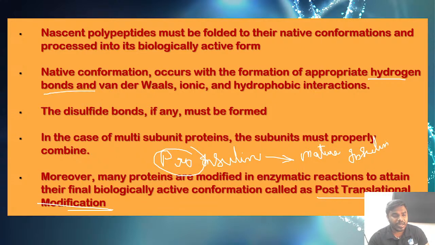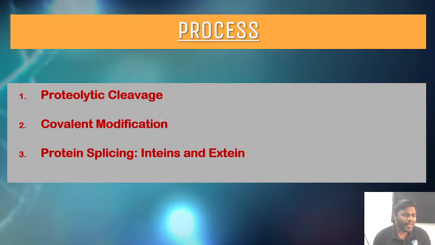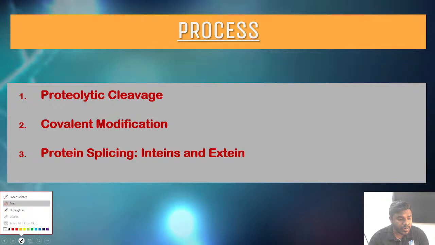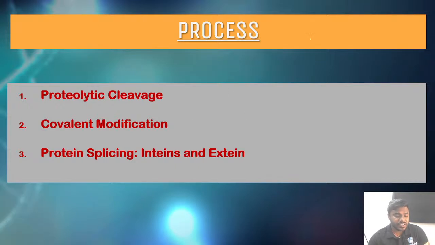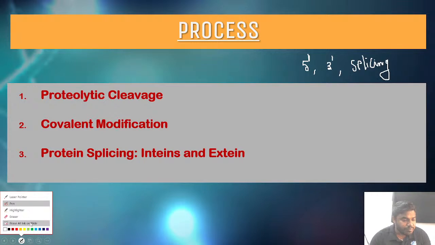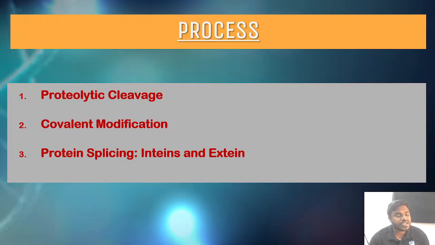I want you to majorly remember the type of forces involved: hydrogen bond, van der Waals, ionic, hydrophobic and disulfide. Now listen to me carefully. What are the examples of post-translational modifications? Whenever we read post-transcriptional modifications, what do we read, friends? We read 5' capping, 3' polyadenylation, and finally splicing. So these things we call post-transcriptional modifications.